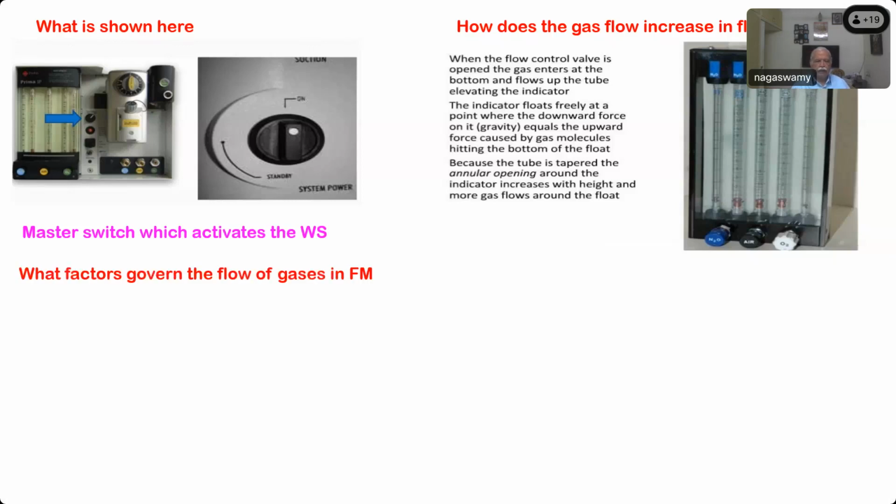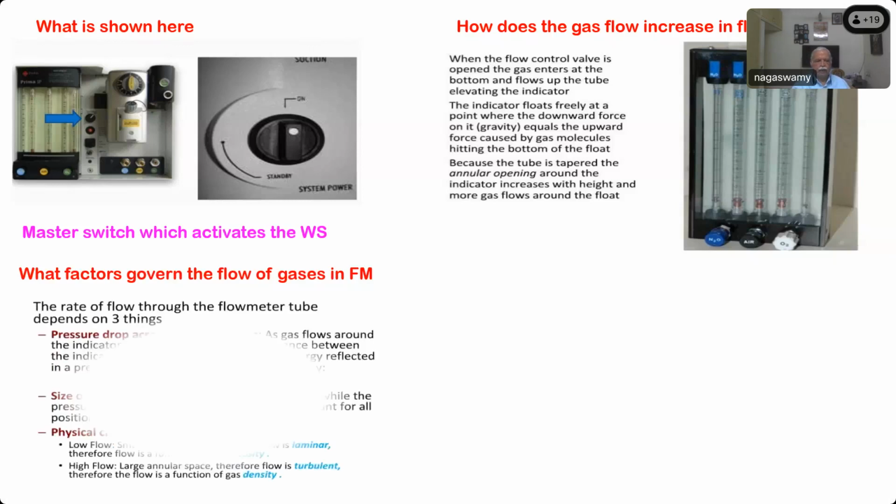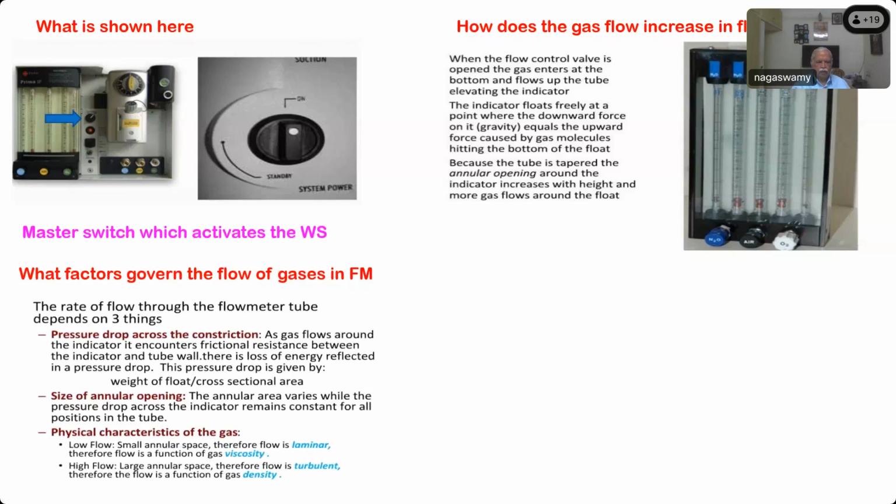So what factors govern the flow of gases in the flow meter? This is another physics question. They will definitely ask you. Low density, low viscosity: laminar flow. High density: turbulent flow. So there are three important things that you have to remember: pressure drop across the constriction, size of the annular opening, and physical characteristics, and this is flow.